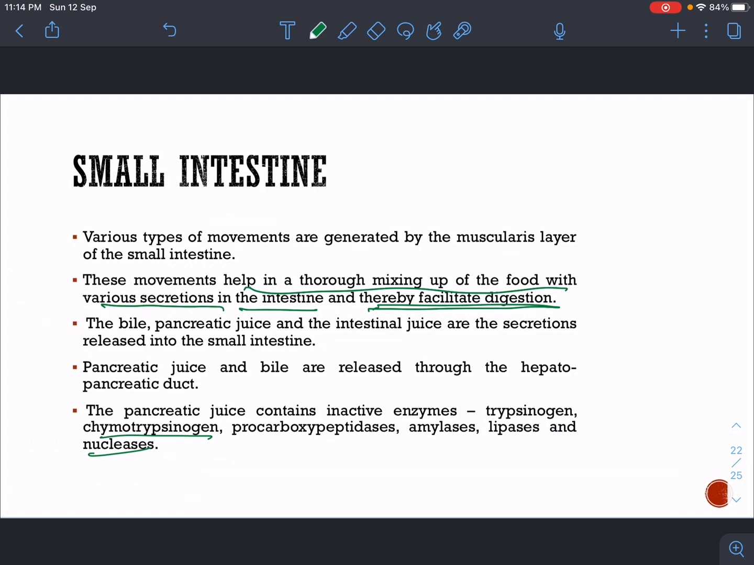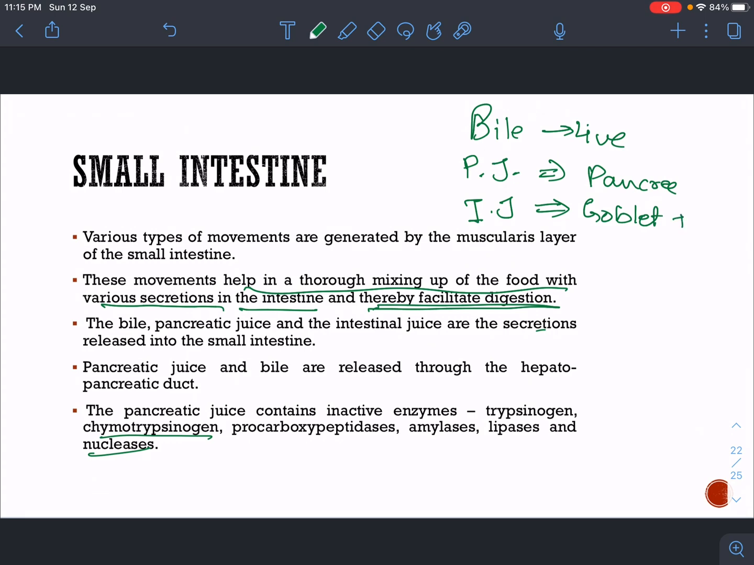This movement helps in mixing the food that is present in the small intestine with various secretions of the small intestine. The bile, pancreatic juice and intestinal juice are the secretions released into the small intestine. The bile, which is secreted by liver, pancreatic juices, I am using PJ as a short form, is secreted by pancreas, and intestinal juices are secreted by goblet cells and brush border cells. We'll study more about this in the next slide.